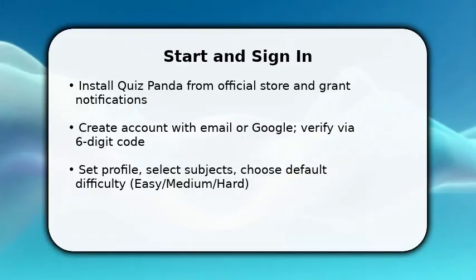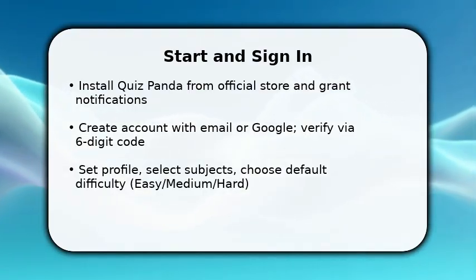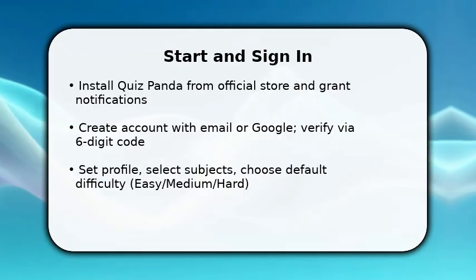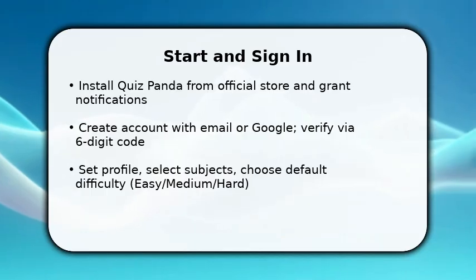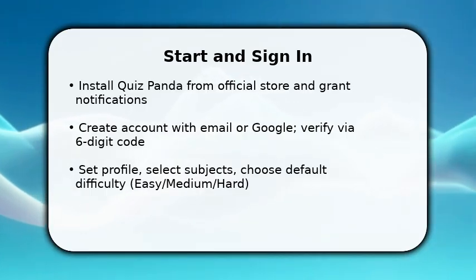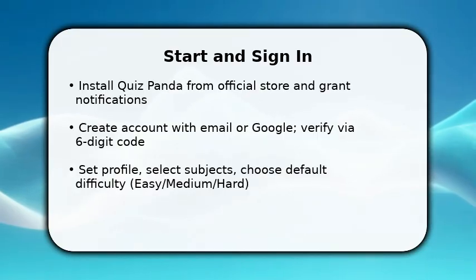You open Quiz Panda and sign in right away. Start by creating or verifying your account. Once done, choose the subjects you care about and set a default difficulty so the app tailors questions. Make sure to grant notifications and microphone access if you plan to use voice quizzes.